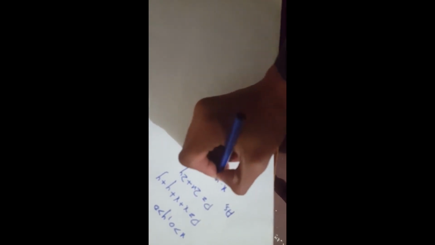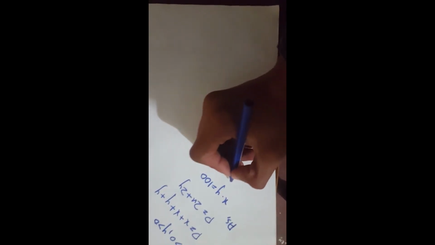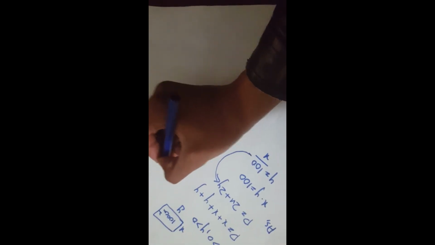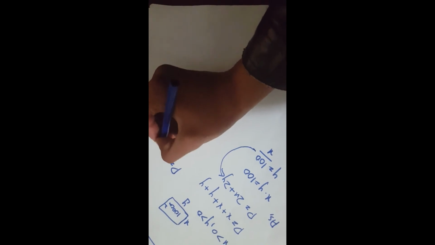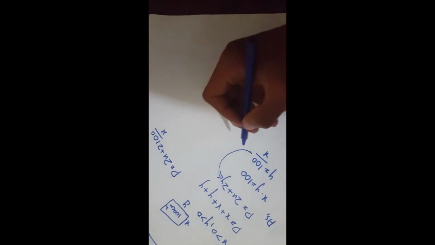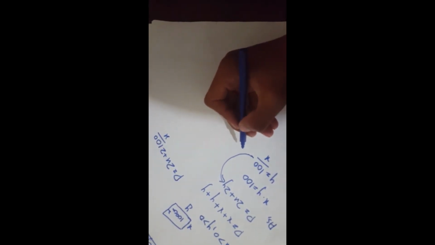We can also write another equation, x times y equals 100. To simplify it, we get y equals 100 divided by x. Now we put this value in here, so we get P equals 2x plus 2 times 100 divided by x. From this we can find the minimum and the maximum value.